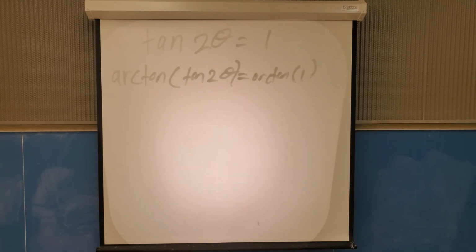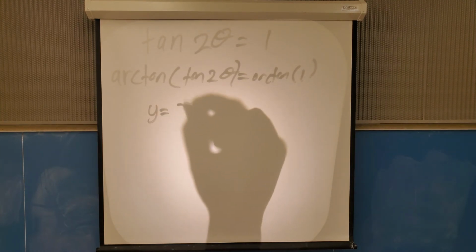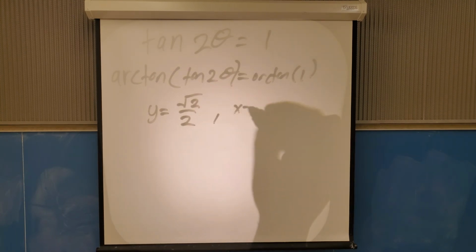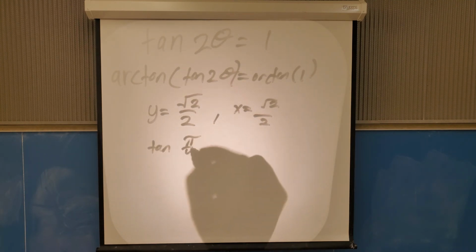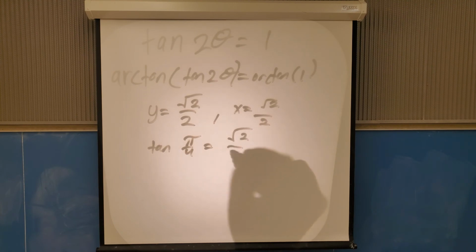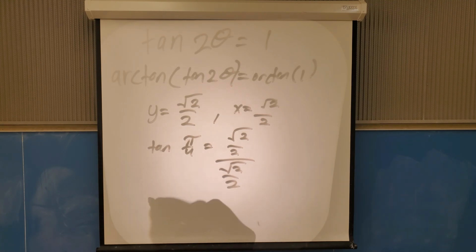And since tan is equal to sine over cosine, where sine of pi over 4 is equal to y, and cosine of pi over 4 is equal to x, we are left with y equal to square root of 2 over 2, and x equal to square root of 2 over 2, which gives us tangent of pi over 4 is equal to square root 2 over 2 over square root 2 over 2. And this just simplifies to tangent of pi over 4 is equal to 1. This proves to us that arctan of 1 is equal to pi over 4.